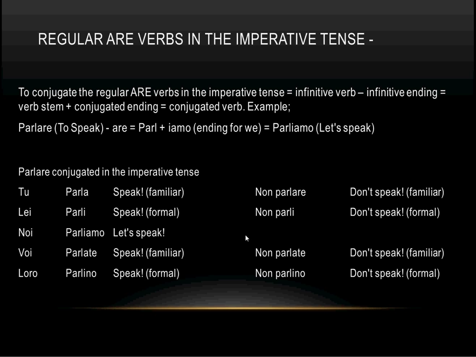You could have a negative of that. I just opted not to put one down. I guess you could say let's not speak as well. But once again, I just opted not to do it. Now, you'll notice that all of the negatives are made just like in any other tense for these three. Non parli, parli, non parli. Parlate, non parlate. Parlino, non parlino. But for tu, as we discussed, it's non and then the infinitive verb. Okay?